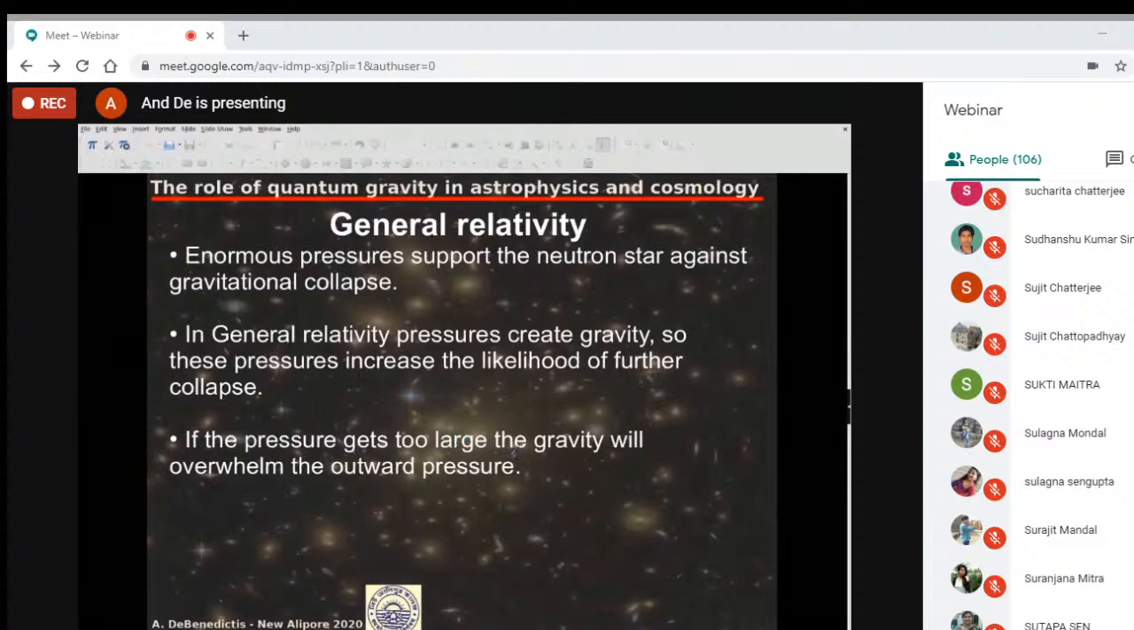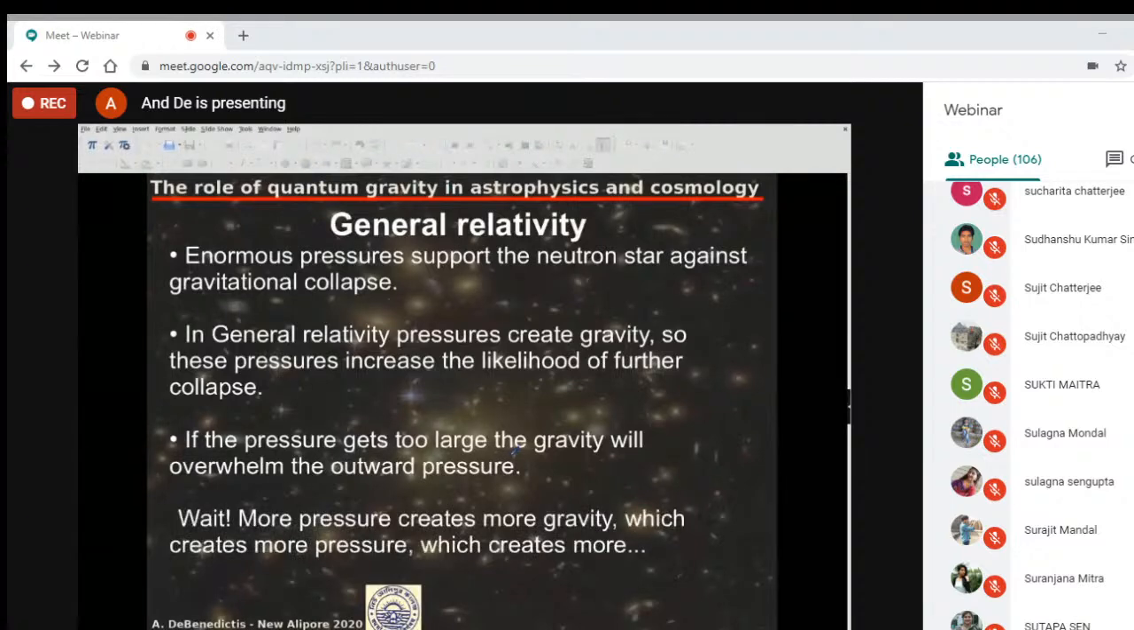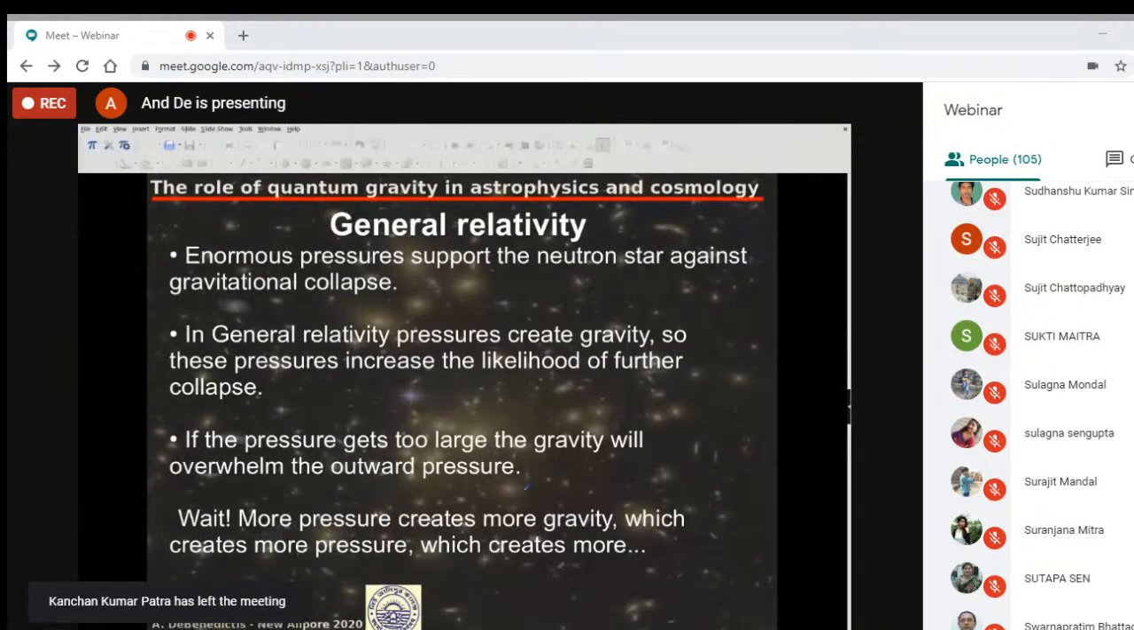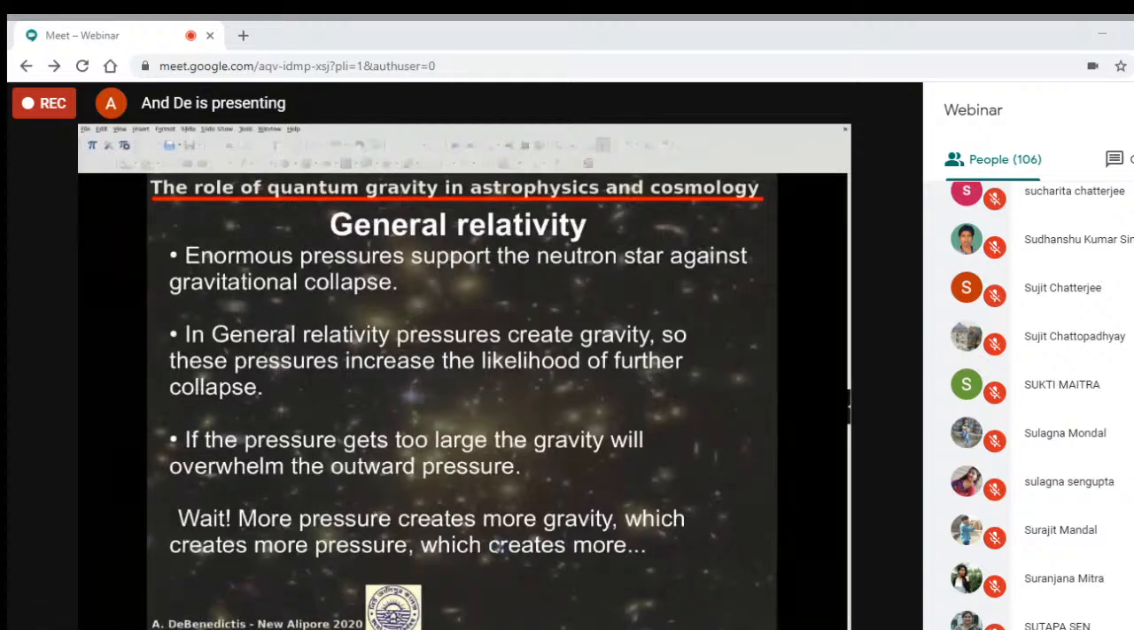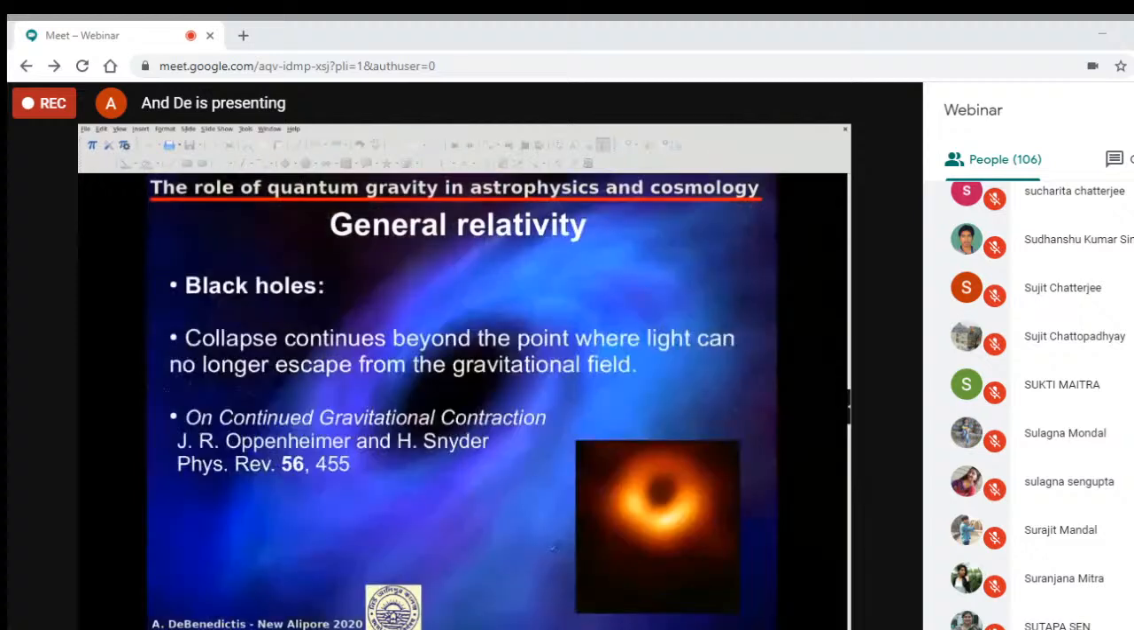And that will cause the object to collapse because gravity is getting large, but that increases the pressure. So we run into a bit of an issue potentially. It depends. But what could happen is you create more pressure. That creates more gravity. That's going to create more pressure because gravity is collapsing the object. But if you're creating more pressure, that's going to create more gravity. And you have a possibility of a type of runaway reaction in general relativity.